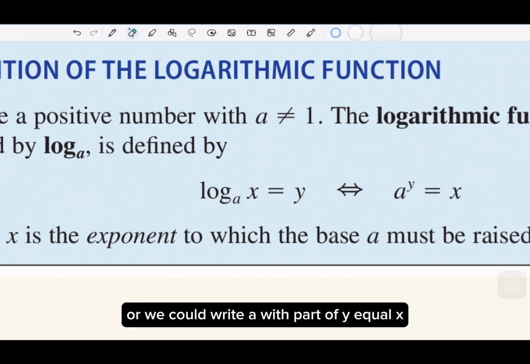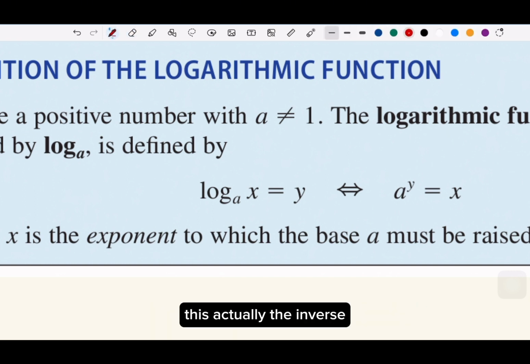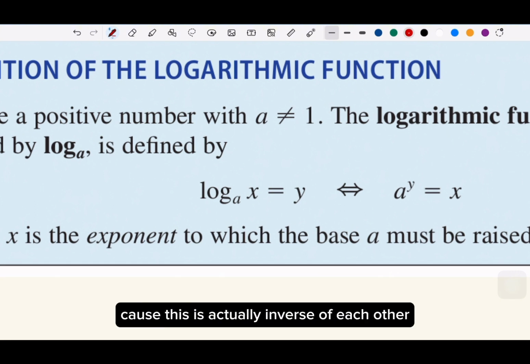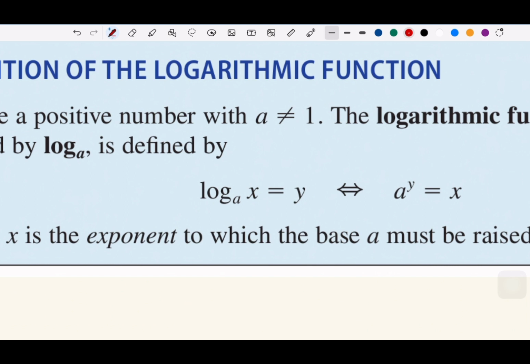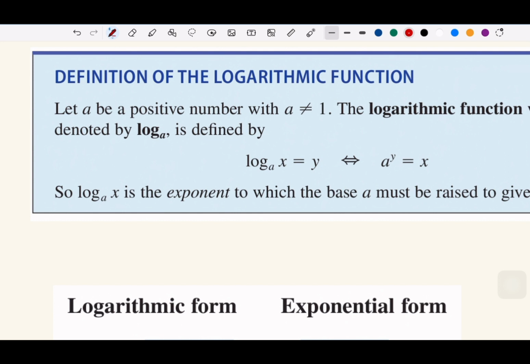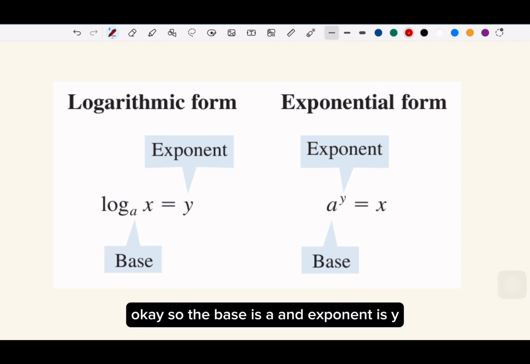Or we could write a to the power of y equal x. Or we could write it in terms of log. This is actually the inverse. So exponent and log are inverses of each other. This is how we could break down the log and exponent. The base is a, the exponent is y, and x is the number that we get after taking the power.